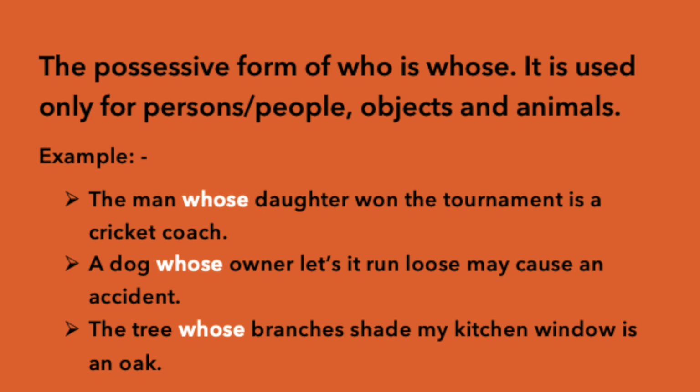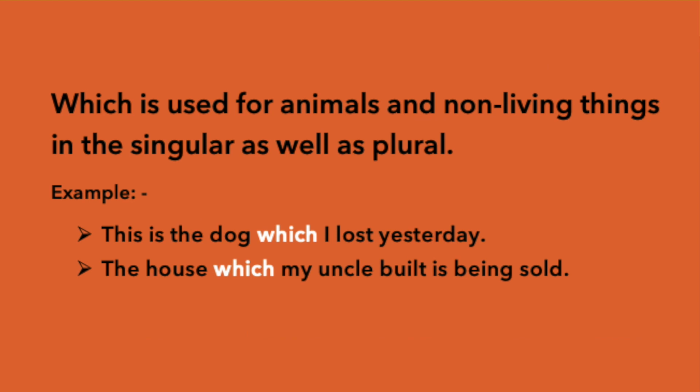The tree whose branches shade my kitchen window is an oak. Which is used for animals and non-living things in the singular as well as the plural. The same form is used for the objective and possessive cases. For example, this is the dog which I lost yesterday. The house which my uncle built is being sold. In the first sentence, which refers to the dog, an animal, and in the next sentence, the pronoun which refers to the house, a non-living thing.